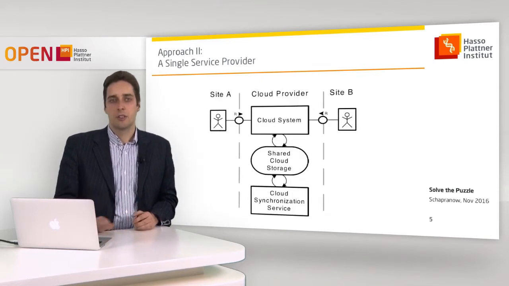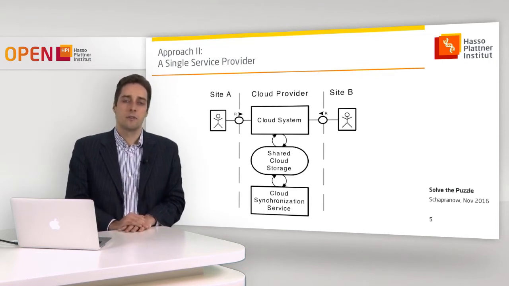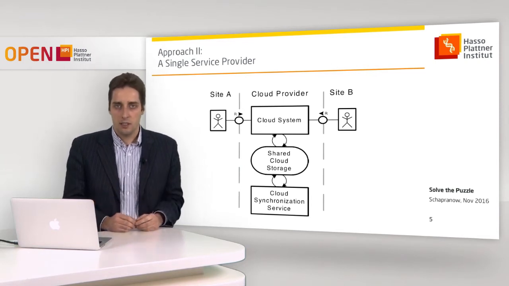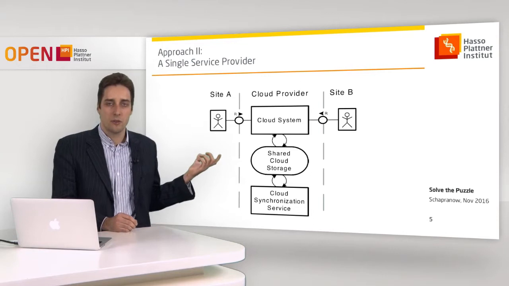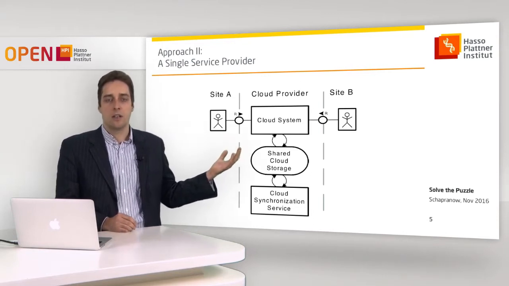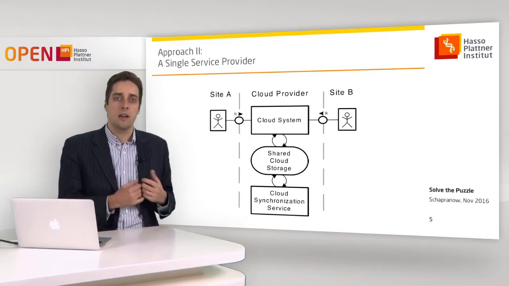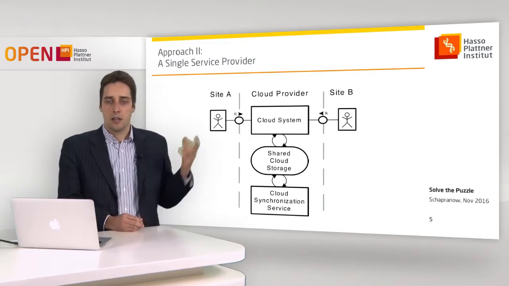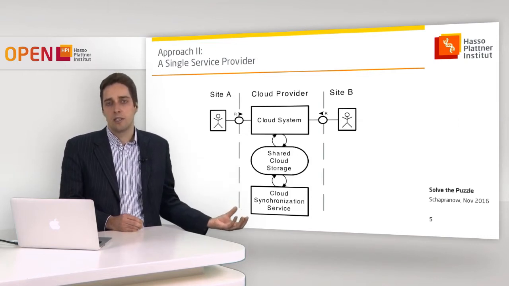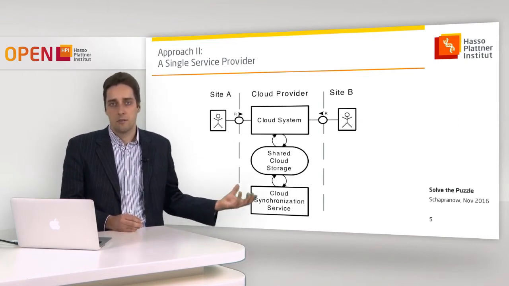A second approach, and therefore it's really a glimpse idea of how it looks like. A second approach could be both sites externalize, outsource all their local IT systems to one and the same cloud service provider. So typically the people on site A and B now no longer access any local system, but they directly access the cloud system. The cloud system uses the same cloud storage and has maybe one cloud synchronization service with other partners.